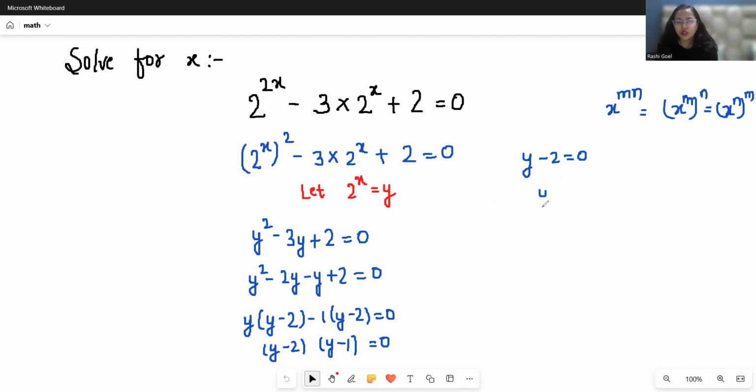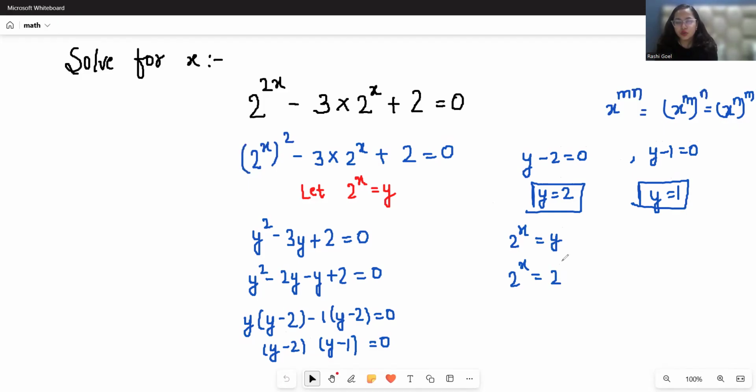So y minus 2 is equal to 0, y is equal to 2, and y minus 1 is equal to 0, y is equal to 1. So let's recall the value of y. So first, 2 power x is equal to y. So 2 power x is equal to 2, that is 2 power 1. So if we compare both sides, the value of x is 1.